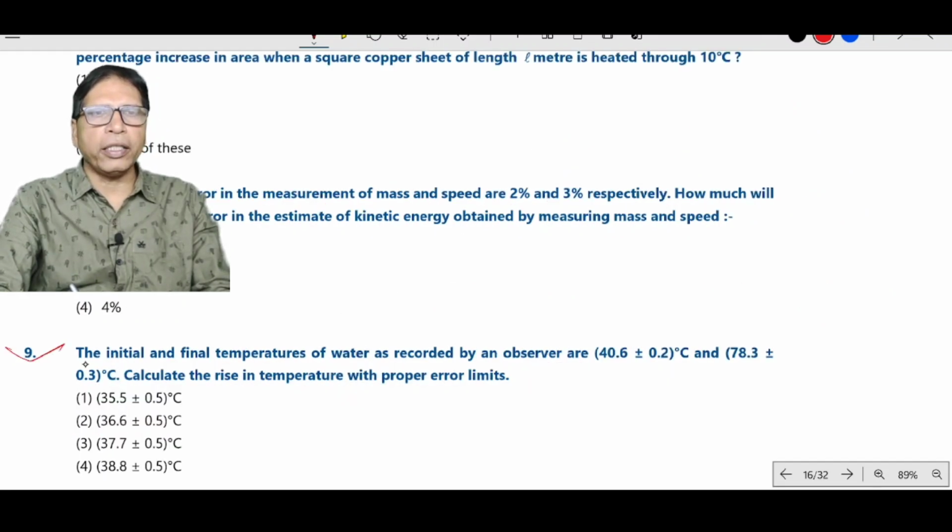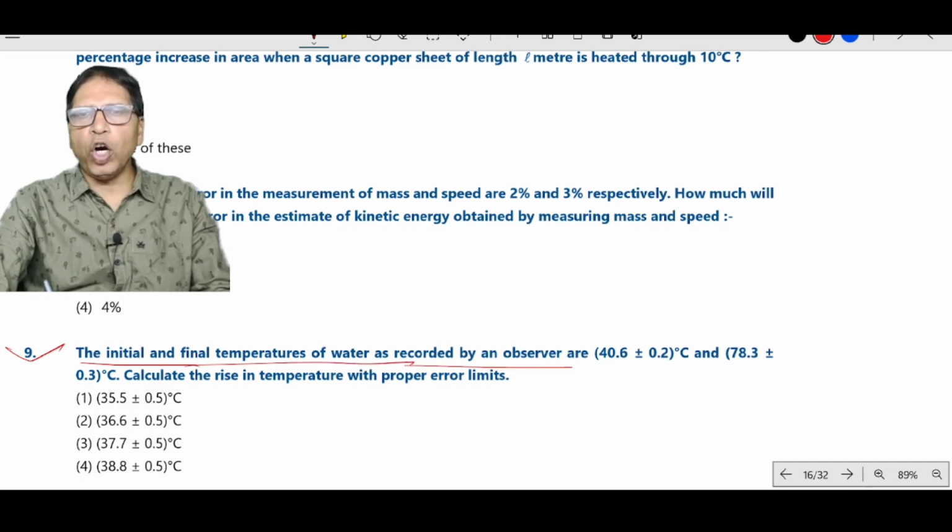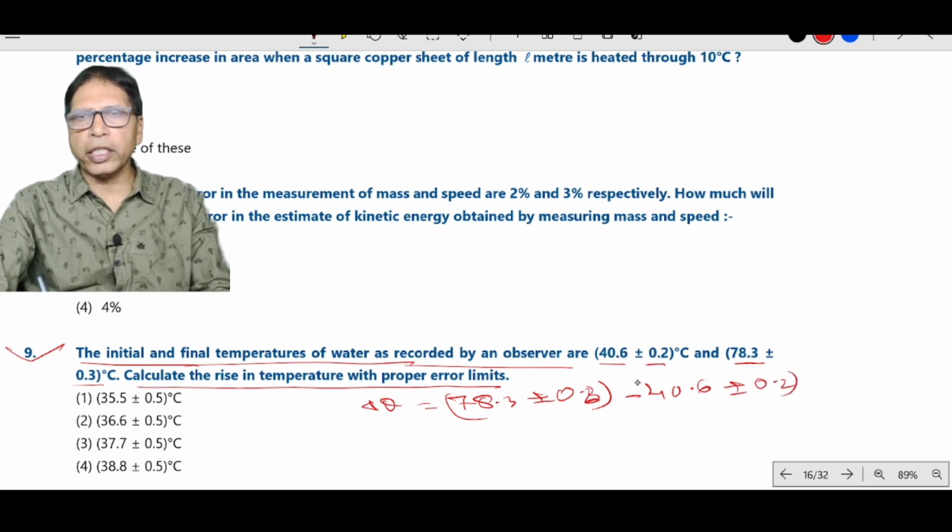Now question number 9. The initial and final temperature of water as recorded by the observer are 40.6 plus minus 0.2 degrees Celsius and 78.3 plus minus 0.3 degrees Celsius. Calculate the rise in temperature with the error limit. So the change of temperature is 78.3 plus minus 0.3 degrees Celsius minus 40.6 plus minus 0.2 degrees Celsius.